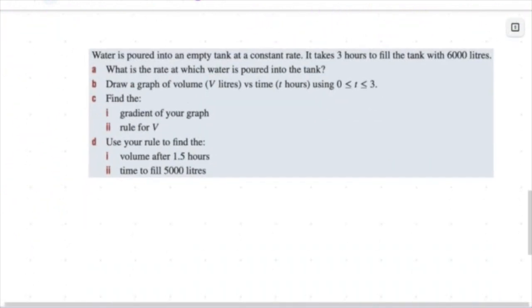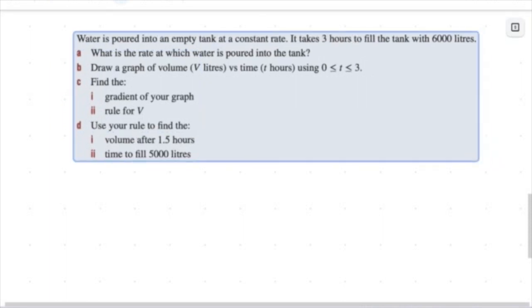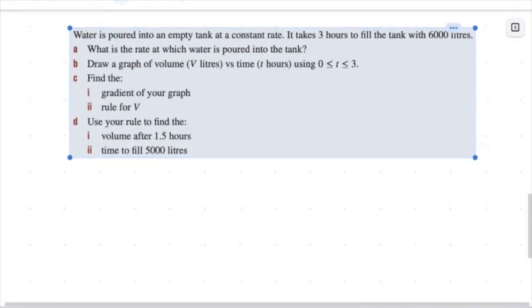Now I have one more question here that we'll work on together, and I'll just go through drawing the graph, and then we'll establish a rule and a gradient, and then you can have a go at finding part D on your own at home. So water is poured into an empty tank at a constant rate. So this is going to be some type of linear relationship. So it's a constant rate. It takes 3 hours to fill the tank with 6,000 liters. Now for part A, what is the rate at which water is poured into the tank?